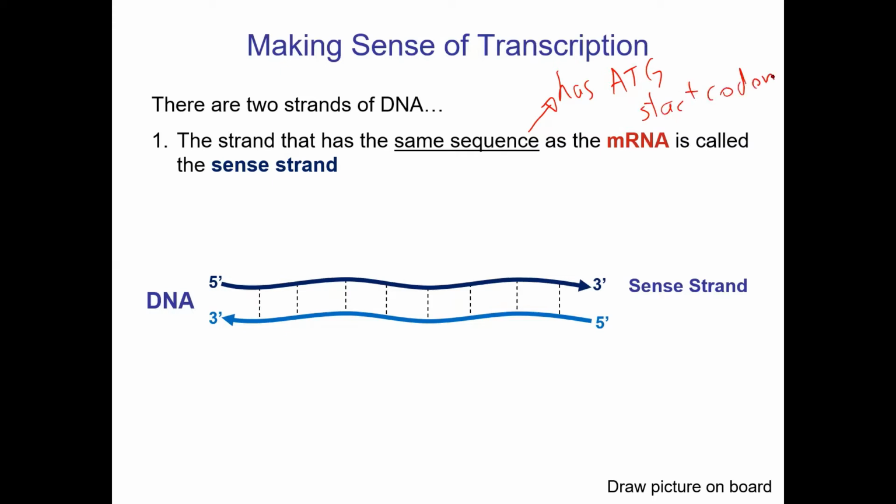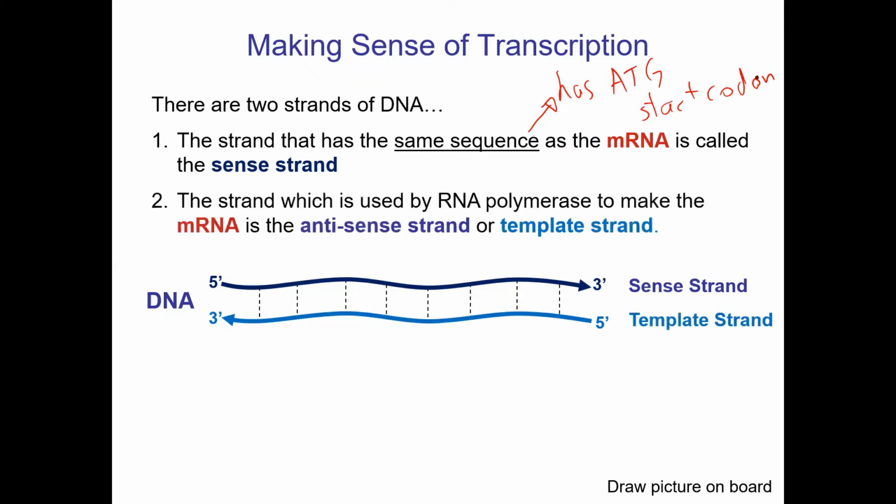So remember this, you may be thinking, but wait a second, isn't the start codon AUG? But remember, U is in RNA. In DNA, we're going to have a T. So this is what we're looking for to identify the sense strand. It's going to have the same sequence as the messenger RNA, except that in the messenger RNA, all the T's are going to be converted to U's.